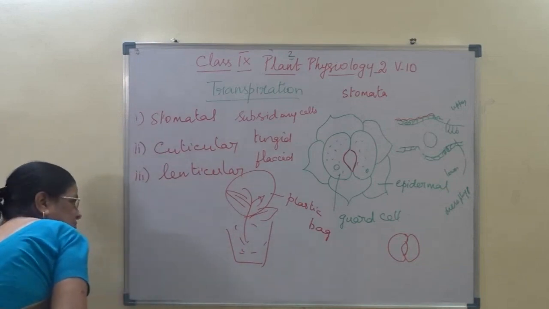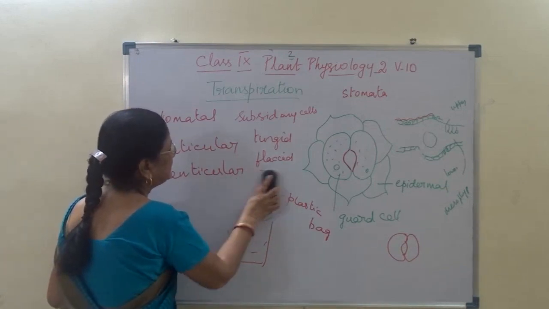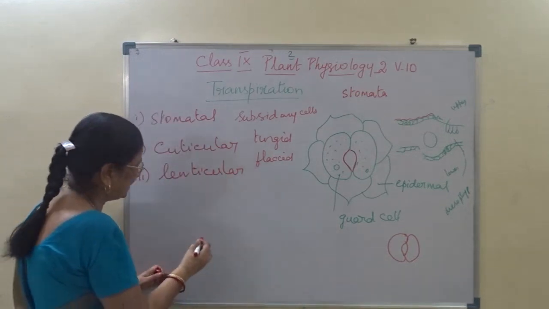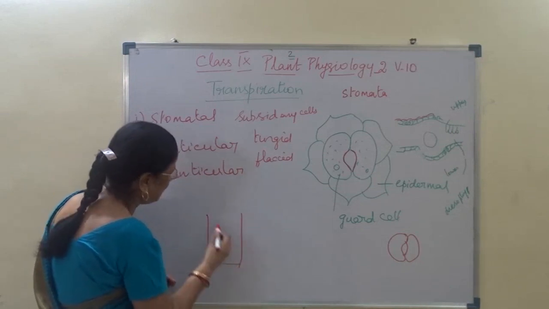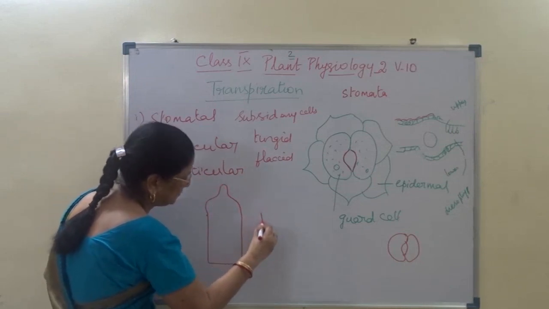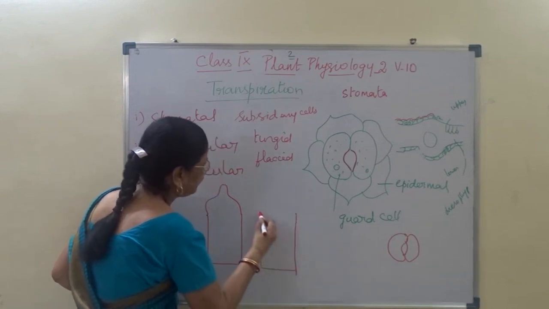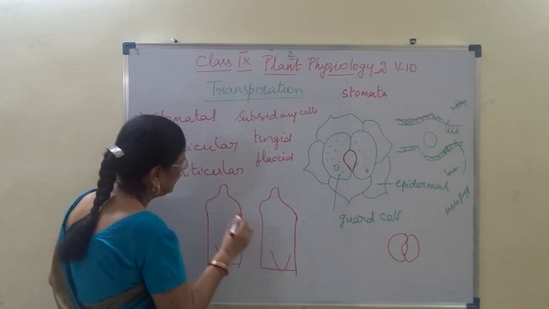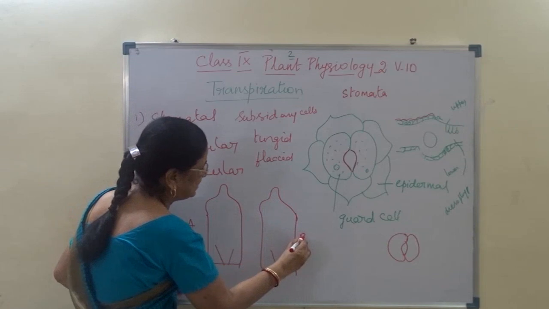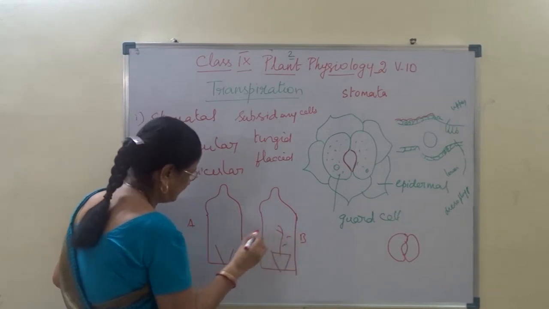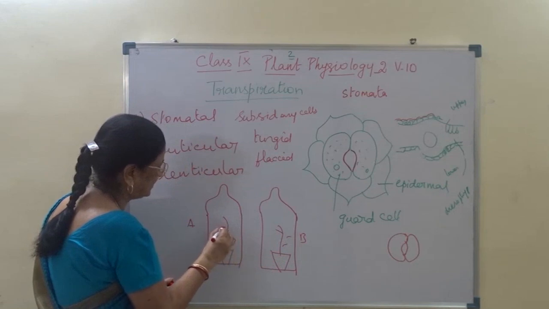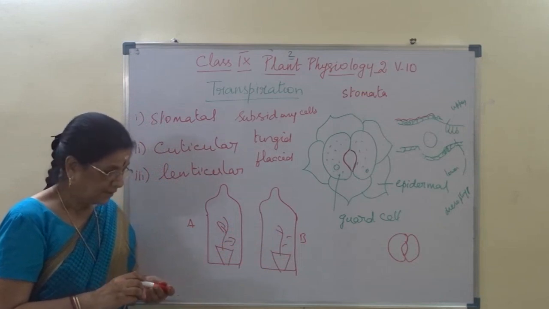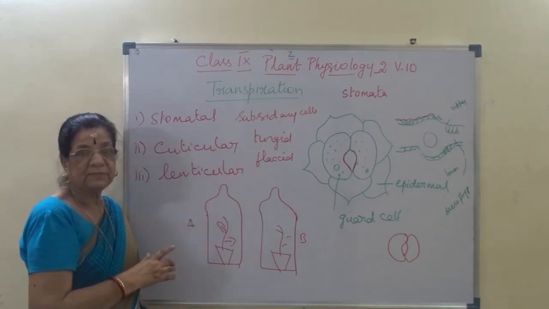Another example is called the bell jar experiment, known as such because it is the shape of a bell. You take 2 bell jars and 2 potted plants. This is A and this is B. In one plant, you keep the shoot system with the leaf. In another plant, without leaf. And keep both the bell jars in the sunlight for some time.